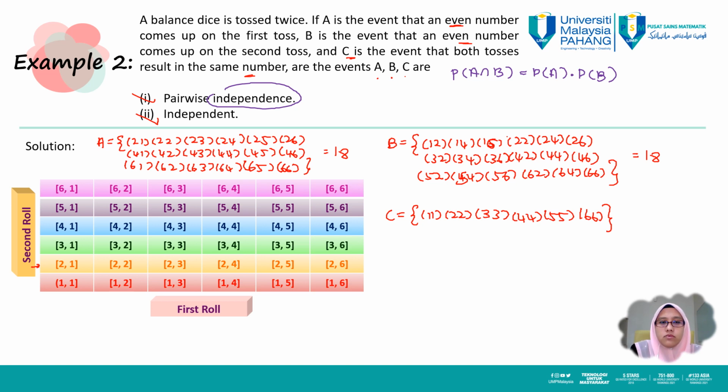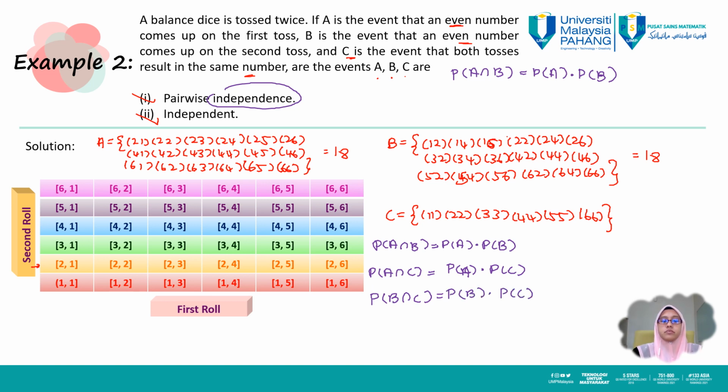The question asks you to find pairwise independence. Pairwise independence means we are going to check P(A intersect B) is equal to P(A) times P(B). We're also going to check P(A intersect C) is equal to P(A) multiplied with P(C). And the last one, we are going to check P(B intersect C) is equal to P(B) multiplied with P(C).